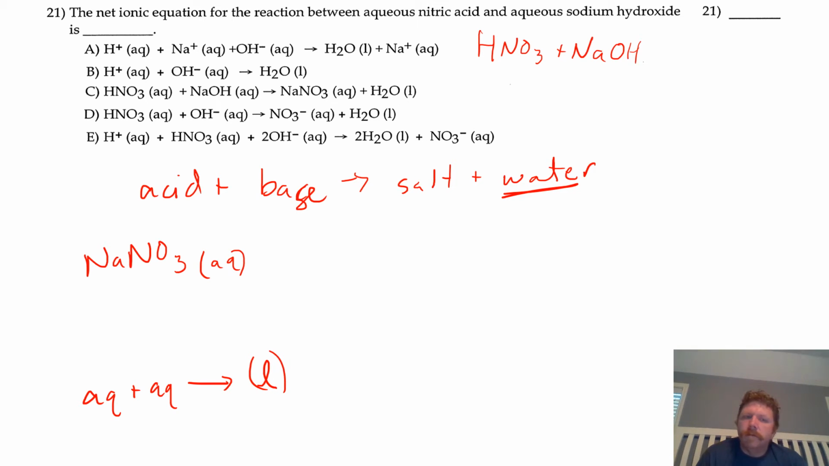Okay, and A, C, D, and E don't really show what we're looking for, and they only leave behind aqueous plus aqueous and liquid. The other answer options show a number of different factors, but all that we care about when it comes to a net ionic equation is what actually forms our product. And our product here is water because it is a neutralization reaction. So B is our best answer.